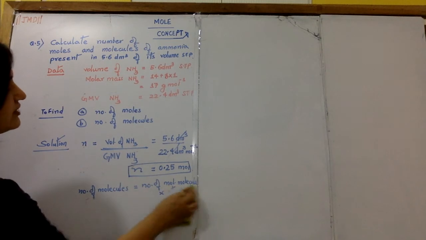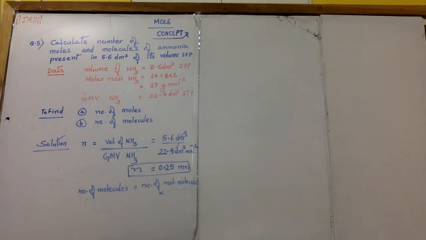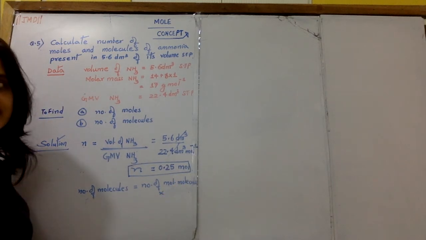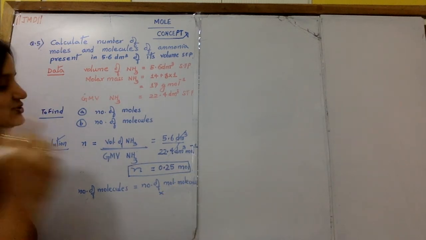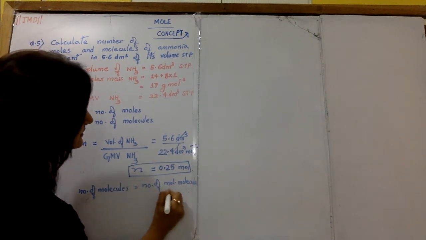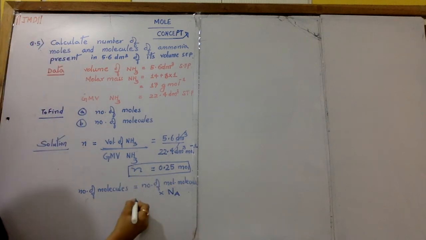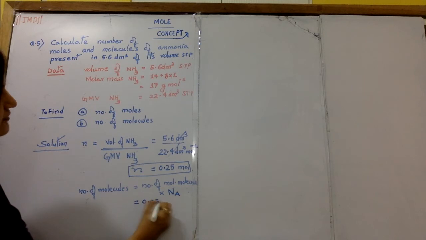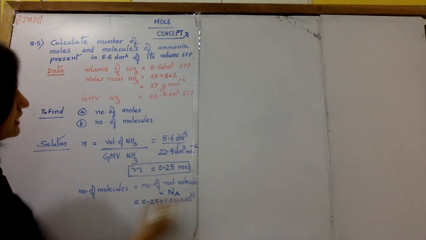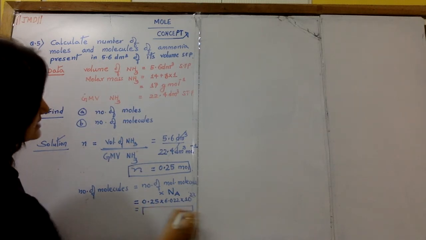Someone said atomicity. I wrote, no, it is not atomicity. Number of molecules is equal to number of moles into Avogadro's number. Number of moles of molecules is how much? 0.25. Avogadro's number is 6.022 into 10 raised to 23. So multiply and get the answer.